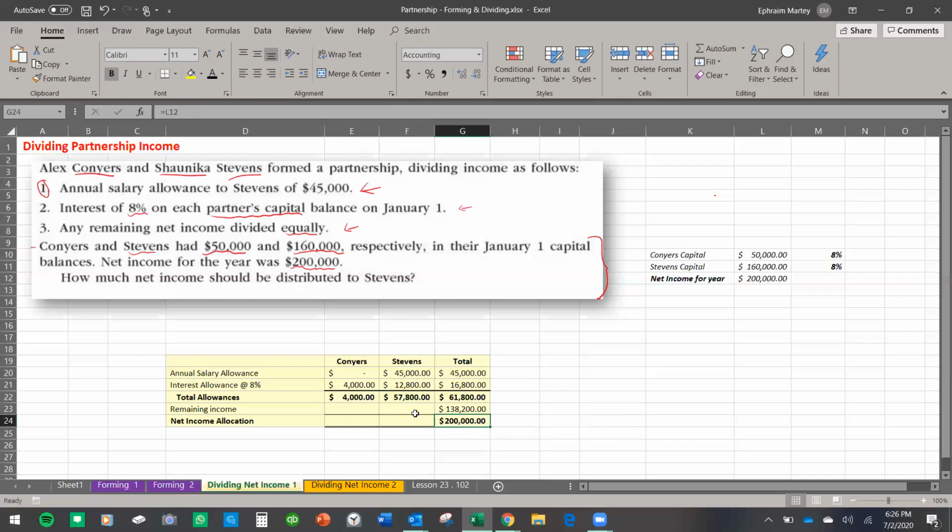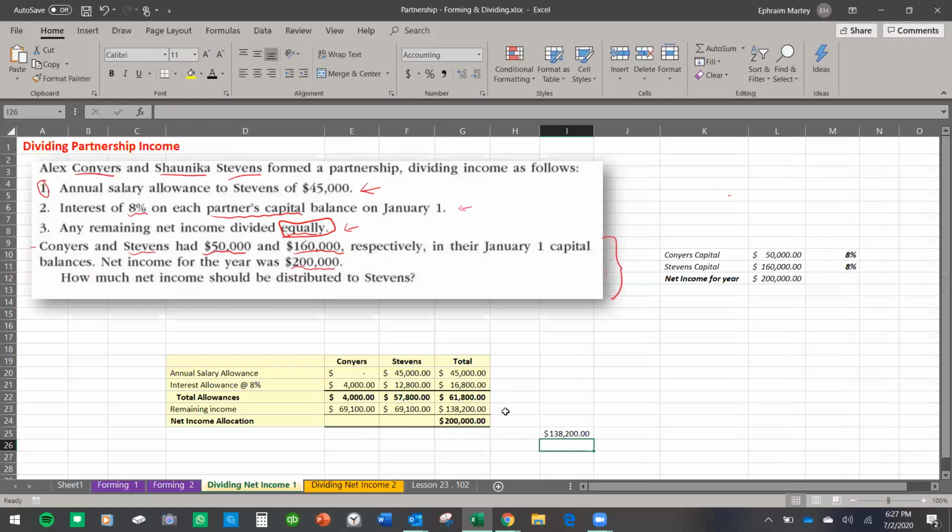Okay. And what is the term? They are sharing it equally. That is the agreement. We are going to share the remaining equally. So we take the remaining divided by 2, and that gives us that. And we'll take this one too, divided by 2. Okay, and you can double check and add them together, this plus that, that is 138,200.